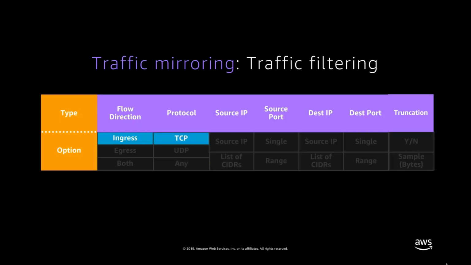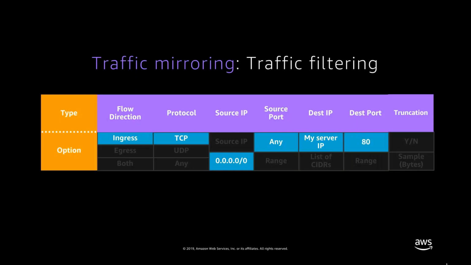Then I want to monitor obviously HTTP traffic, so I will choose protocol TCP. The source IP of the packet can be anything, so it can come from any source. It can come from any source port as well. The destination IP address would be the IP address of my server where I want to monitor the traffic, and the destination port will be port 80. Now, this is as simple as it gets to actually create a filter.